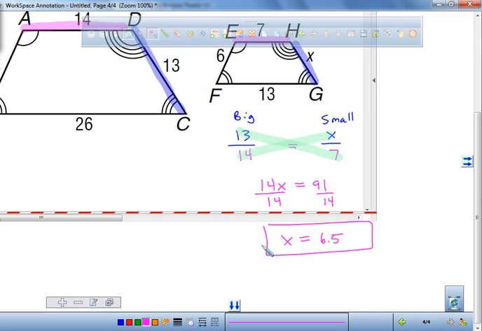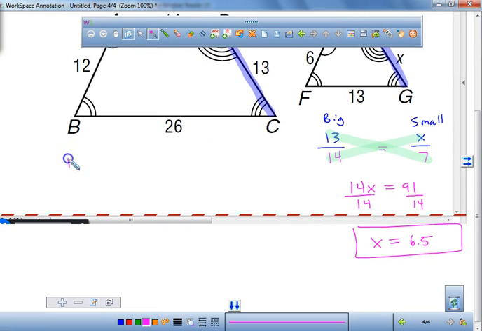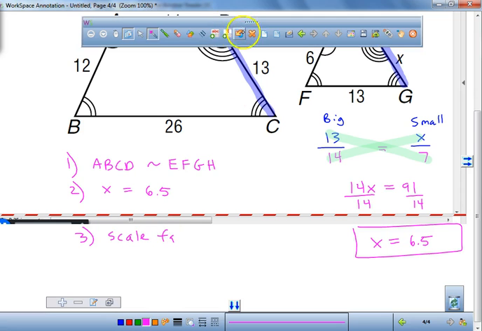So let me explain to you what you're going to have on your assignment. I'm going to give you the 3 answers that you need for this problem so you know what I'm asking you to do. Here's the work. I'm going to go over here just to the left in case you're writing that down. Number 1, it said write a similarity statement. And our similarity statement was this: ABCD is similar to EFGH. Next thing it says, solve for x. We'll put x ended up being 6.5. 3. It asked us for the scale factor.